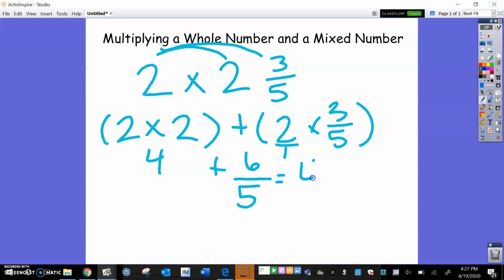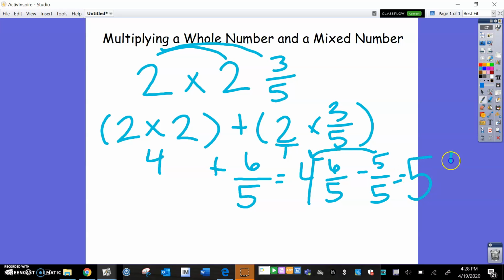So I have 4 and 6/5. Now I have a problem. This is an improper fraction. So, and the numbers aren't too far apart, so I'm going to subtract 5/5 out. This is going to equal 5 and 1/5.